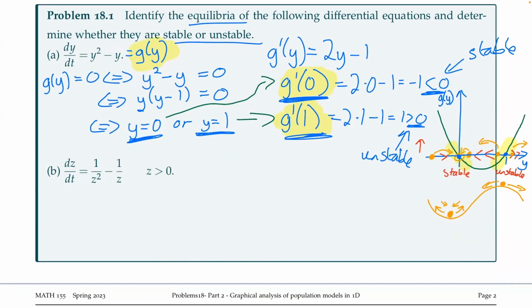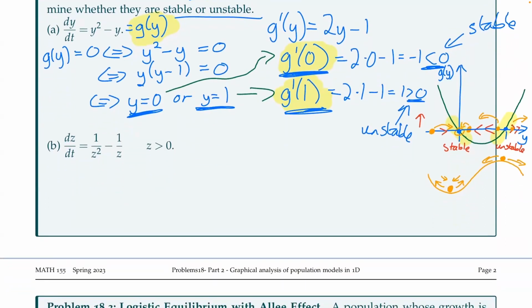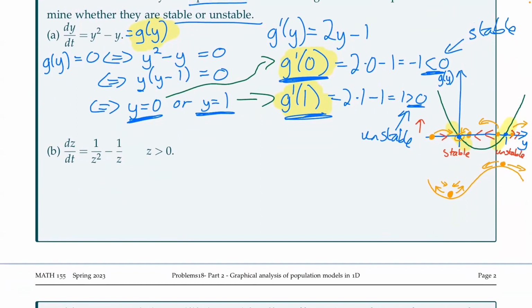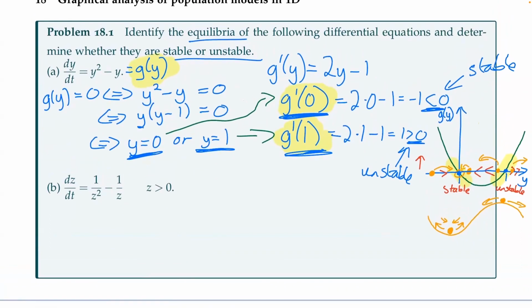Okay, have a go at the second one. A little hint for this one. You might want to multiply through by something, perhaps something involving your z to make it a little bit easier. Okay, have a go at that. I'll walk around and answer any questions you might have.